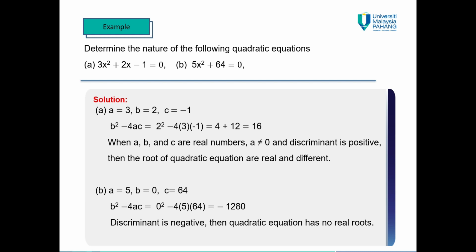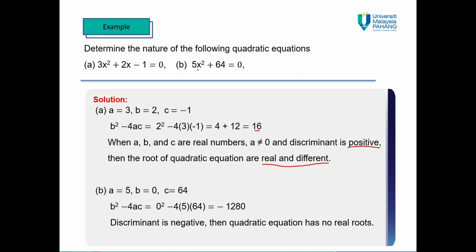Alright, so next, the example. Determine the nature of the following equations. Alright, so 3x squared plus 2x minus 1. So a is positive 3, the value coming from x squared. b is the value coming from x power 1, positive 2, and c equal to minus 1, the constant value. So substitute into b squared minus 4ac and we have 16 as the answer. So 16 is a positive number, so we have two real and different roots.